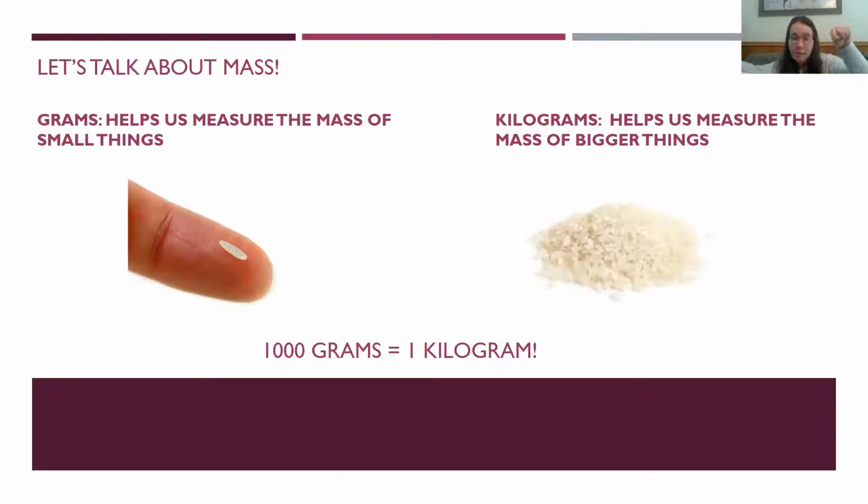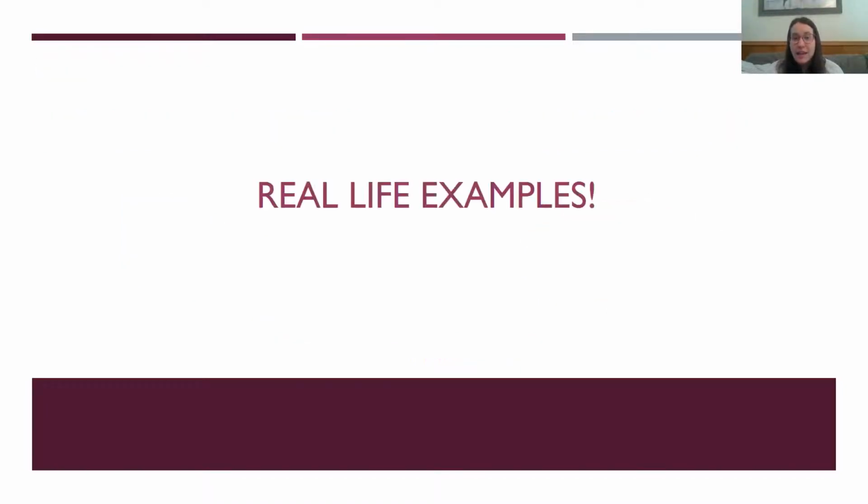At the bottom, I want you to look and see that it says 1,000 grams equals 1 kilogram. I have that picture of rice to kind of show you what 1 grain of rice looks like and what 1,000 grains of rice looks like. So a kilogram is bigger. It takes a lot of grams to make a kilogram. Kind of like it takes 12 inches to make 1 foot. It's like that. So we're going to move on to the next one and talk about some real life examples.